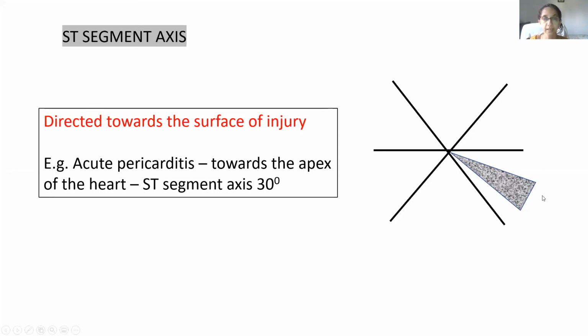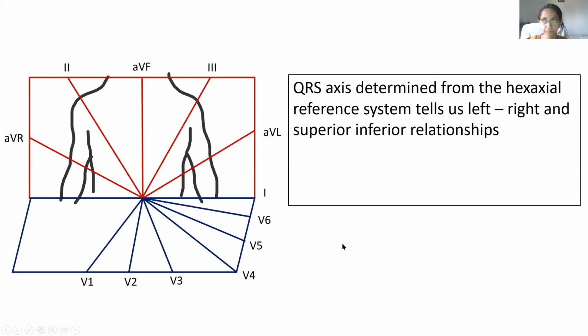injury. For example, if there's acute pericarditis at the apex, my axis is going to be this 30, 40, 60 degrees. But the T wave axis is going to be away from the left lower quadrant. So the T axis and the ST segment axis both behave differently in presence of a pathology.